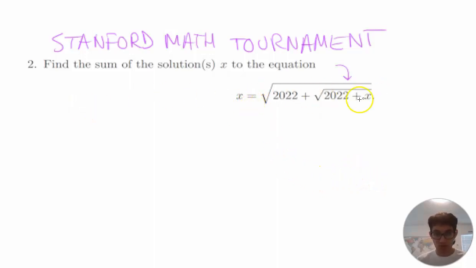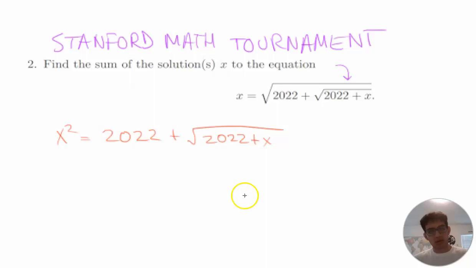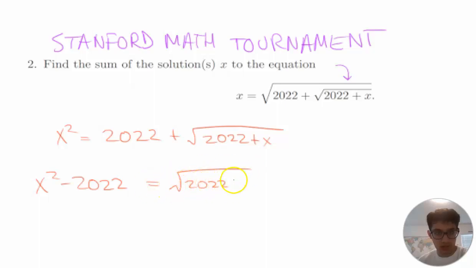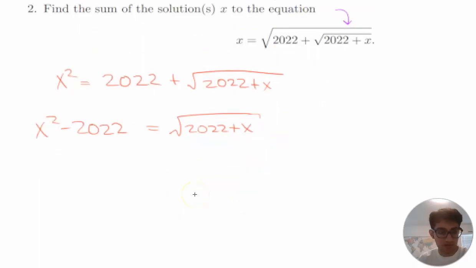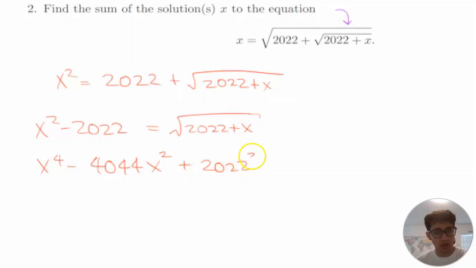Because our first thought might just be to square both sides. So I'm going to do that, and we're going to get something like this: 2022 plus the square root of 2022 plus x. Now we can do x squared minus 2022 is equal to the square root of 2022 plus x, and now maybe square again. So what are we going to get over here? We're going to get x to the fourth minus 404, it's already looking messy, x cubed, x squared, wait a second, something seems wrong, plus 2022 squared is equal to whatever this is, 2022 plus x.